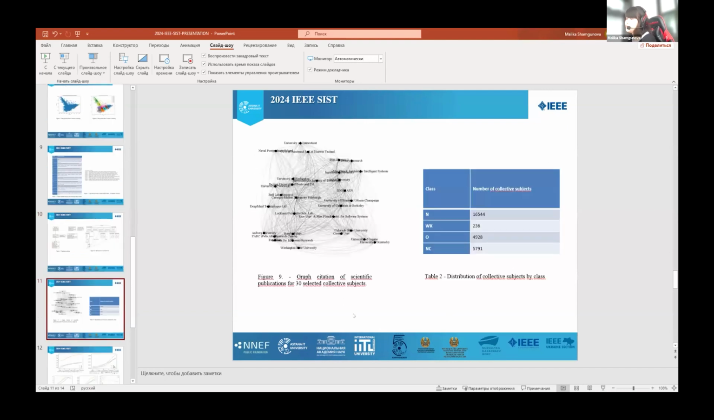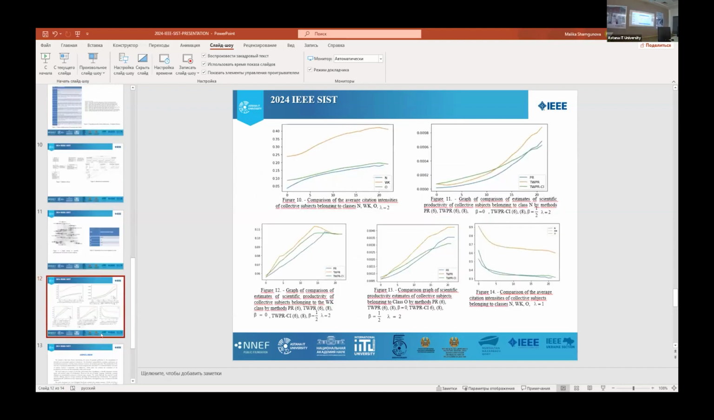The next one, we can see the refutation of scientific publications for 30 selected collective subjects, and also we can see the distribution of collective subjects by class. The next one, we can see 5 figures for the PageRank algorithm. We can see here that PR stands for PageRank, and then we have the beta values, where beta is a damping factor. We are setting the beta to specific values, which shows the importance given to direct connections over random links in the network.